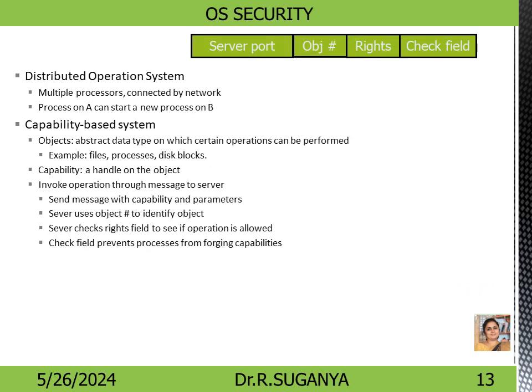Here we have the server port, object, rights, and check field. Distributed operating system: multiple processors connected by a network. A process on A can start a new process on B. Capability-based system: an object is an abstract data type on which certain operations can be performed, for example files, processors, and disk blocks. A capability is a handle on the object. Invoke operations through messages to the server, sending messages with the capability and parameters. The server uses the object hash to identify the object, and checks the rights field to see if the operation is allowed. The check field prevents processes from forging capabilities.